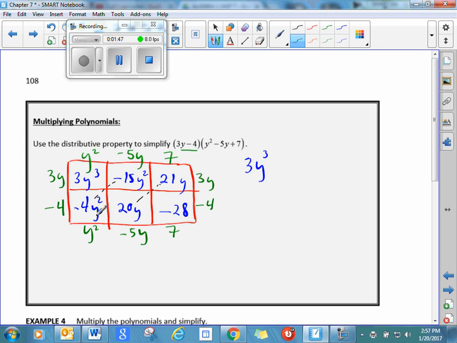We've got minus 4y squared and minus 15 more of those negative y squared. So we can just go ahead and write minus 19y squared after combining our like terms. Similarly, this diagonal, 20 plus 21, these are both positive, so that's going to give us a 41y. And then finally, the constant on the back end is minus 28. And this is our simplified product of the binomial and the trinomial as factors.